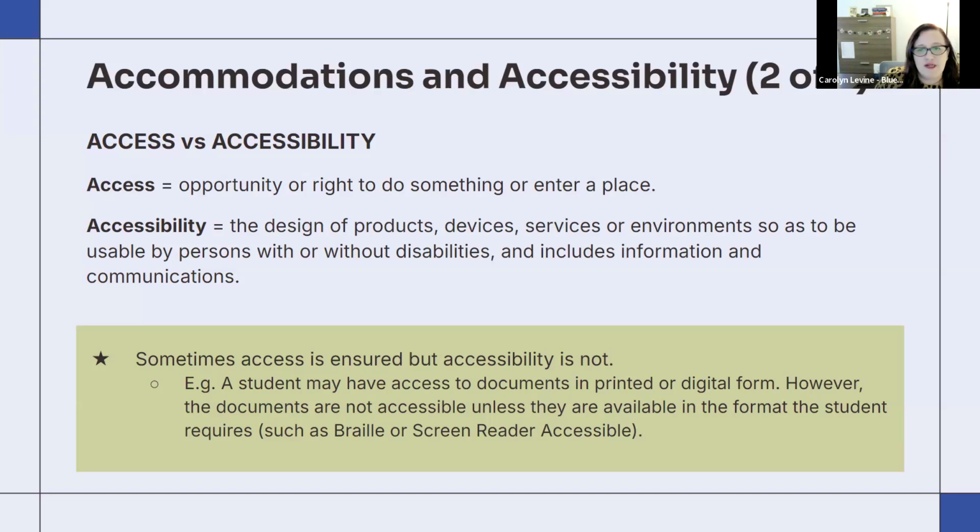So for example, a student might have access to documents in a printed or digital form, but if the documents are not accessible, they are unavailable in the format the student requires. Let's say the student is blind and they need them to be screen reader accessible. Well, they might be able to access them, like in my courses or in an in-person class, maybe it's a physical handout, but if they can't read them or absorb them with a screen reader, then they're not really accessible.